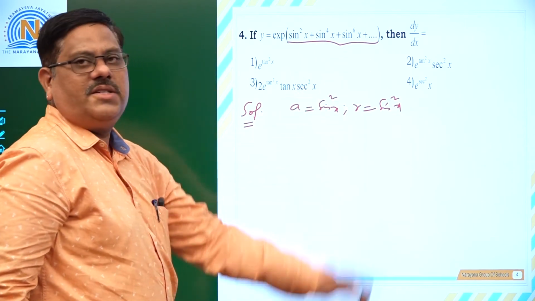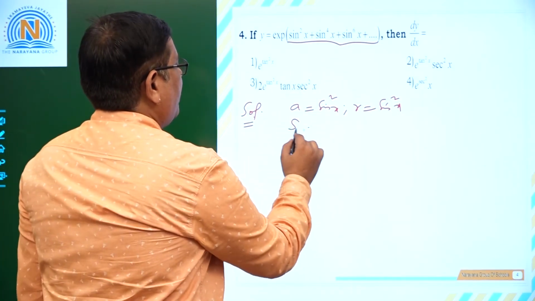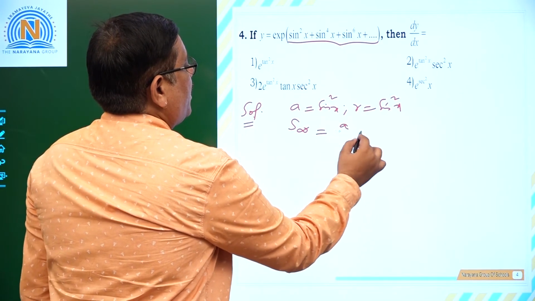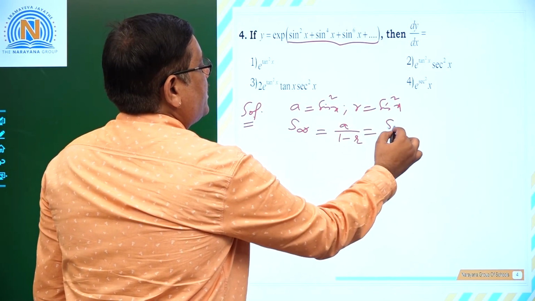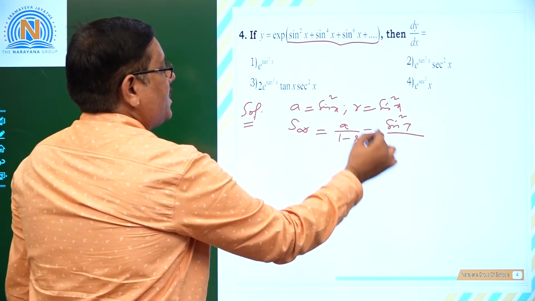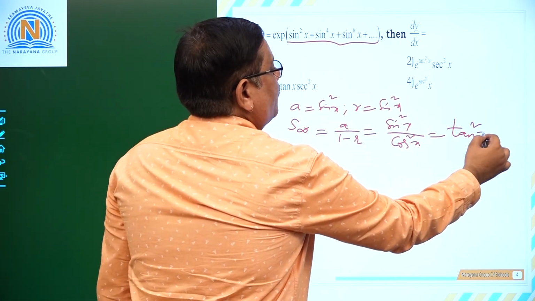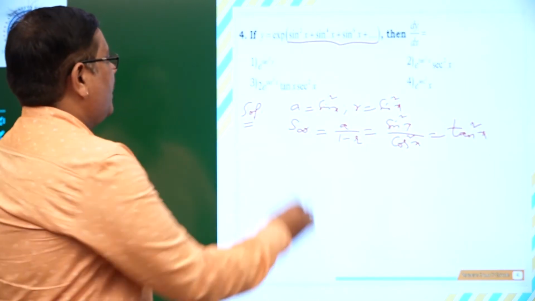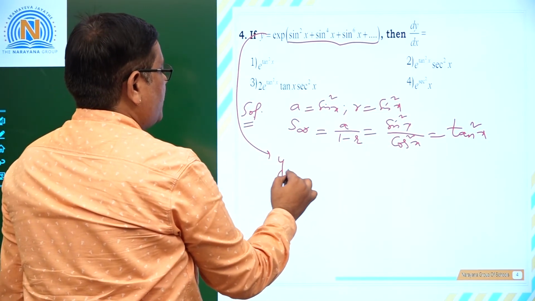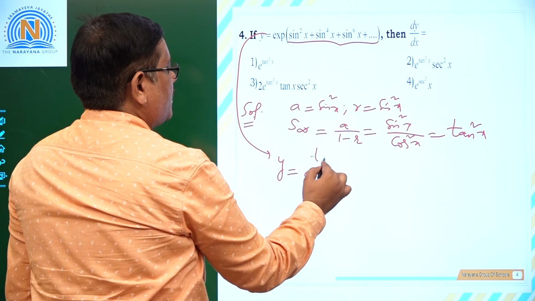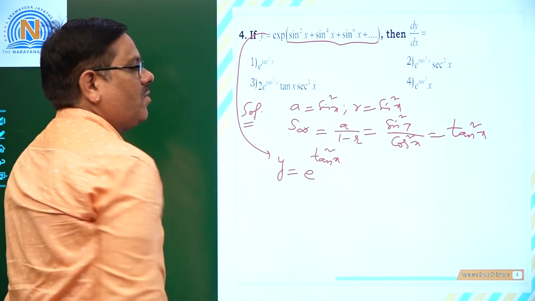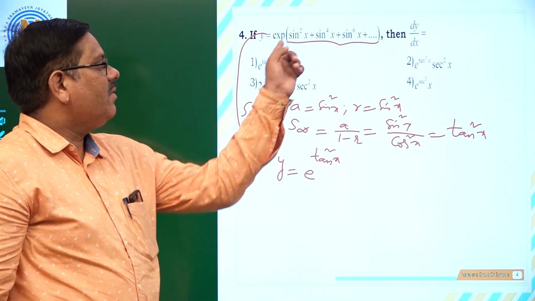As it is an infinite GP, what is S infinity? S infinity can be written as a by 1 minus r, that is sin square x by 1 minus sin square x, that is cos square x. So otherwise we can write it as tan square x. Therefore, this entire function becomes y is equal to e power tan square x. That is finally what we have to take. My y is now e power tan square x.